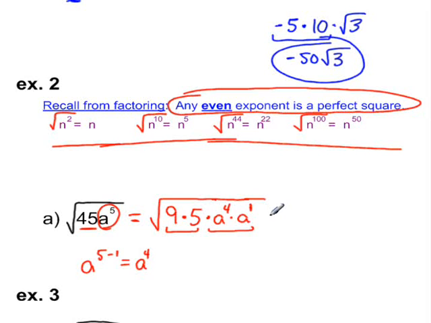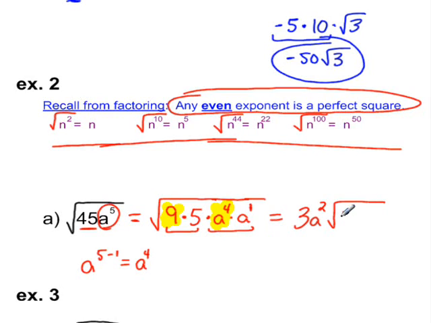So let's go ahead and take our square roots here. Let's look at our perfect squares. 9 is a perfect square. We said that a to the fourth, since it's even, that's a perfect square. So we're going to take the square root of those two things. The square root of 9 is 3. The square root of a to the fourth, all we have to do according to this shortcut up here, we're just dividing it by 2. 4 divided by 2 is 2.